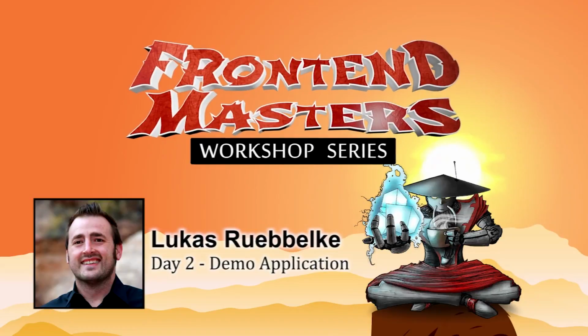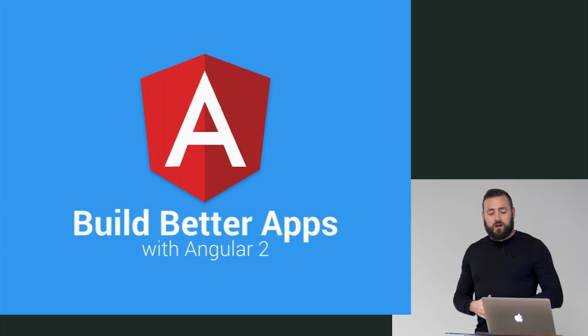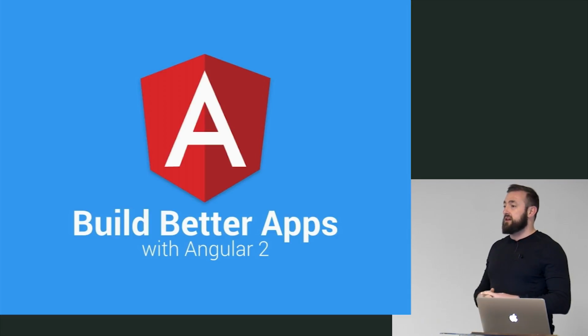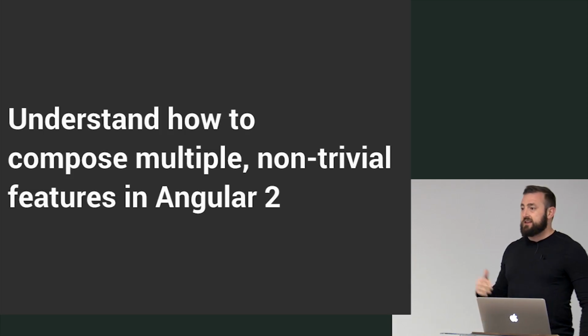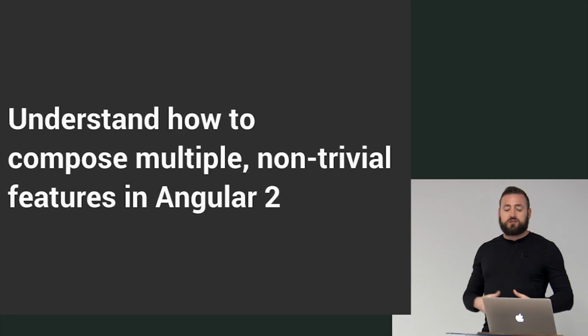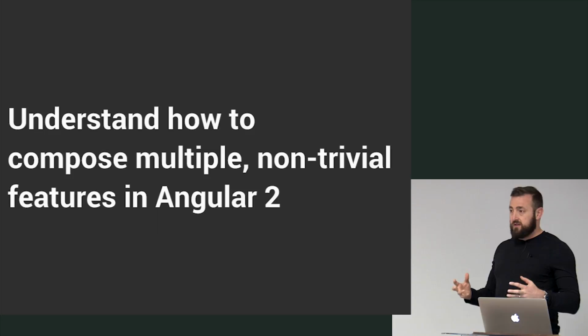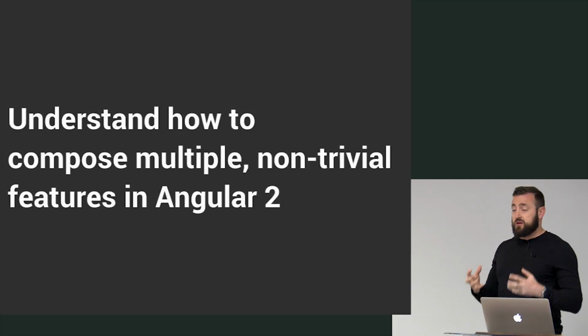So day 2 of Build Better Apps with Angular 2. We are going to pick up where we left off yesterday and extend on those ideas. And the goal for today is to understand how to compose multiple non-trivial features in Angular 2. We built a single component. Now we're going to see how components fit together. And at the crux of that, we're going to talk about component system architecture.